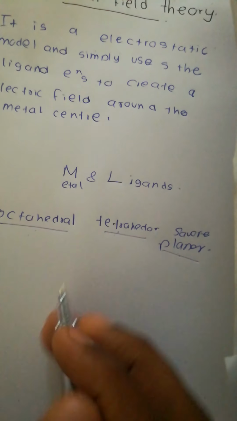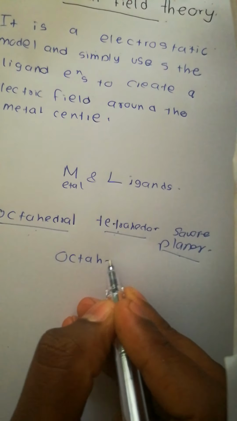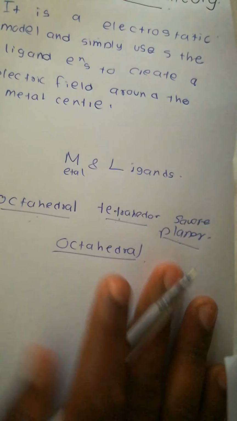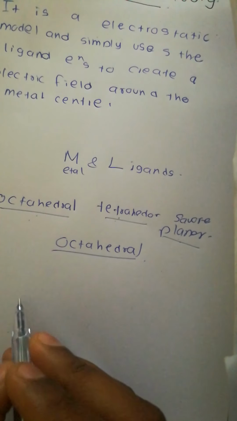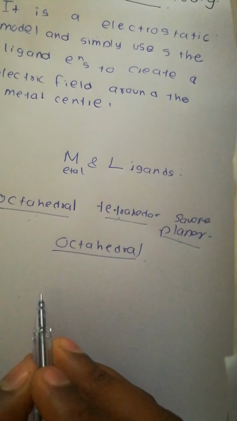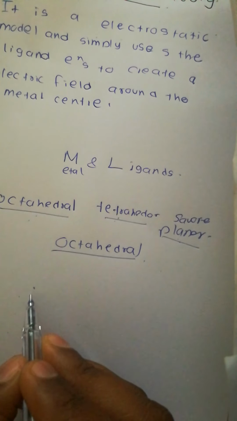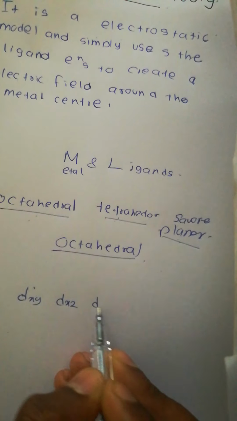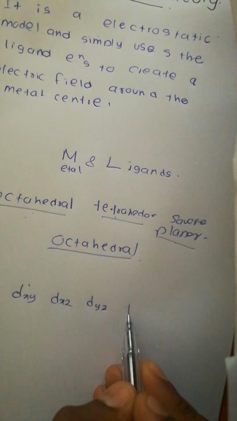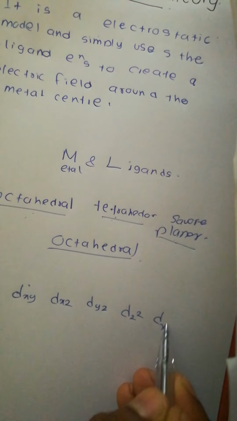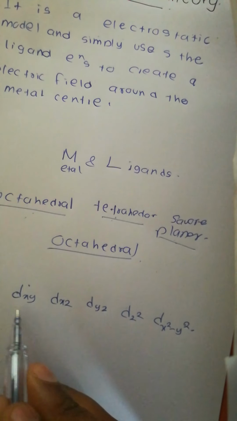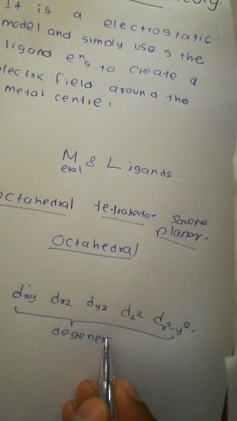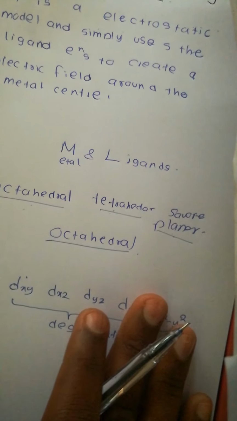If we take octahedral complexes, we know that the d orbitals have five orbitals: dxy, dxz, dyz, dz squared, and dx squared minus y squared. Because these orbitals are all degenerate, that means they all have the same energy.